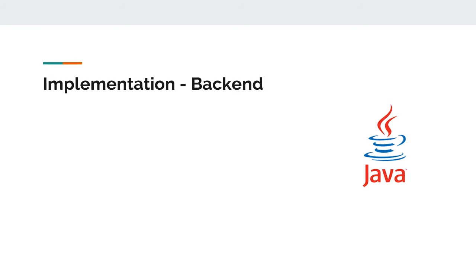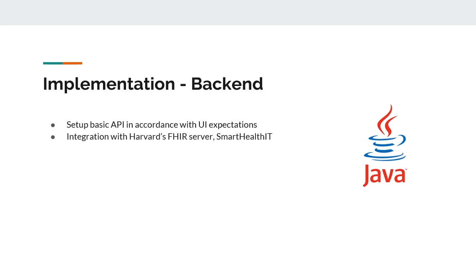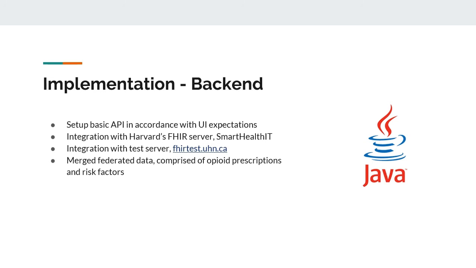Hi, this is Dong Ward. I'm going to talk about what we implemented in the backend. We set up the basic API in accordance with UI expectations, integrated with the Harvard and the UNC FHIR servers, and we merged federated data comprised of opioid prescriptions and risk factors.